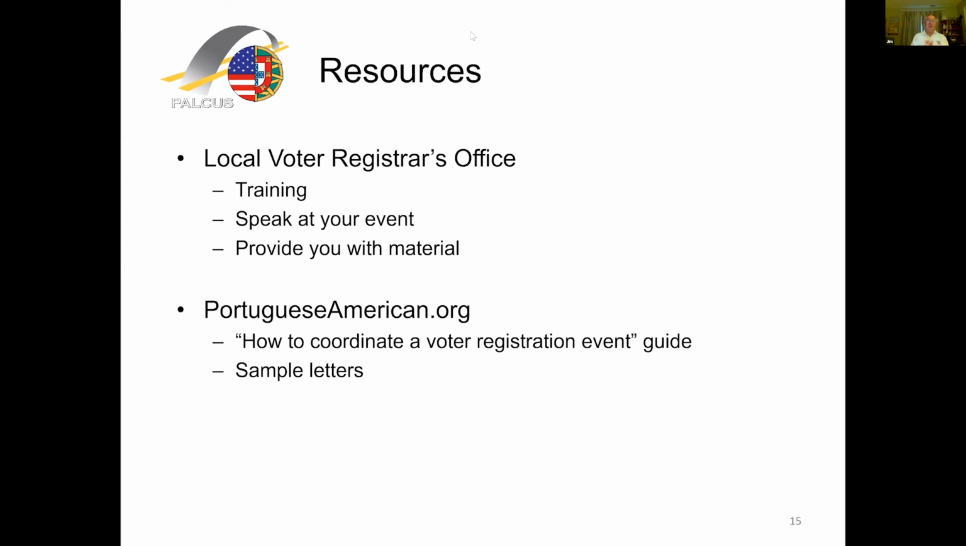The other thing, and it's probably less important because I think the local voter registration office is key, is that at PortugueseAmerican.org there's a guide on how to coordinate a voter registration event that was written by Antonio Borba. It's how to organize politically, and it can walk you through a lot of the things we're talking about now. Basically, that's what we're doing. And there are elements like sample letters.